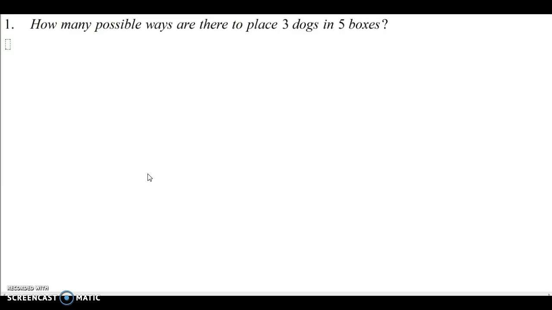Today we're going to solve a problem regarding combination. And the question is, how many possible ways are there to place 3 dogs in 5 boxes? The point of this exercise is to find the answer without actually counting all of the possible cases that may come up if you try to list the many ways in which you could place all those 3 dogs in 5 boxes. And in order to achieve that, we have to use the combination formula.